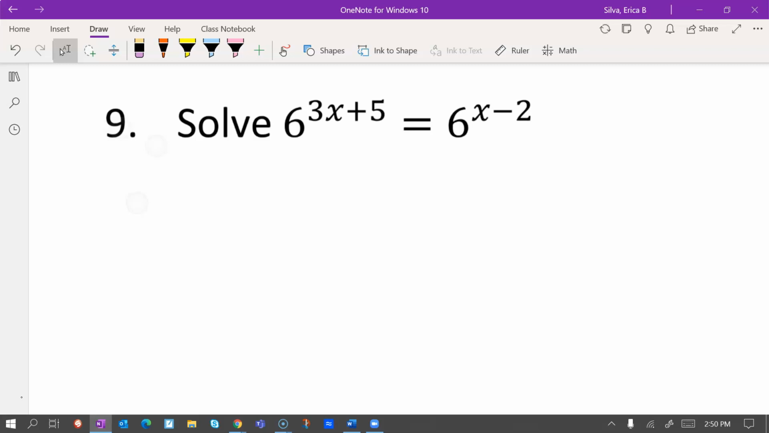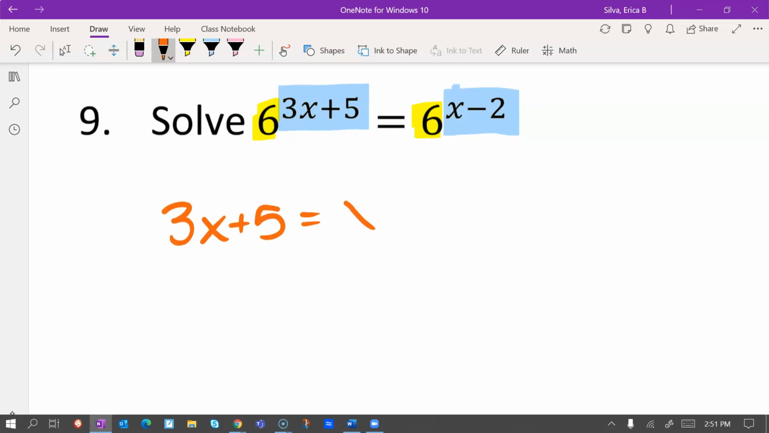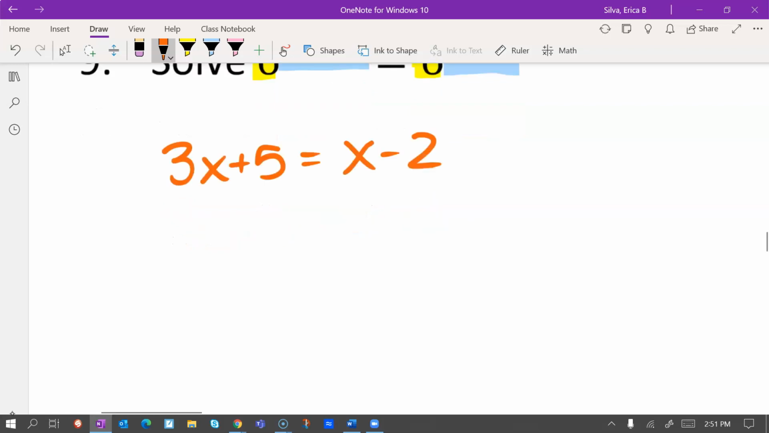Now this one, it wants us to solve them. Now in order for us to solve it, we want to look at our bases whenever we have exponents. Notice how our bases are exactly the same. That means that my exponents, we can put them equal to each other. So we will write it as 3x plus 5 is equal to x minus 2. And all you do from here is solve for x.